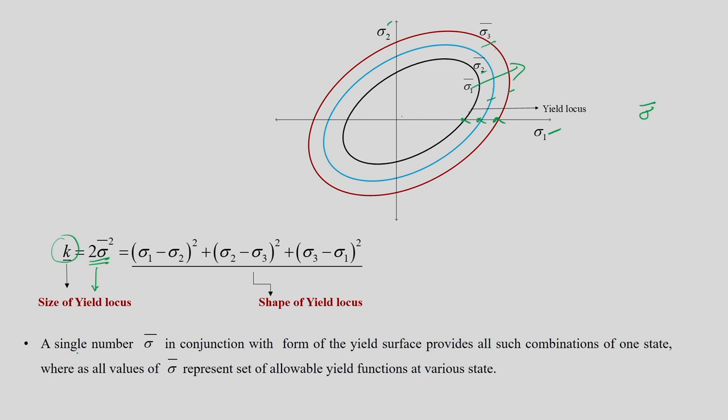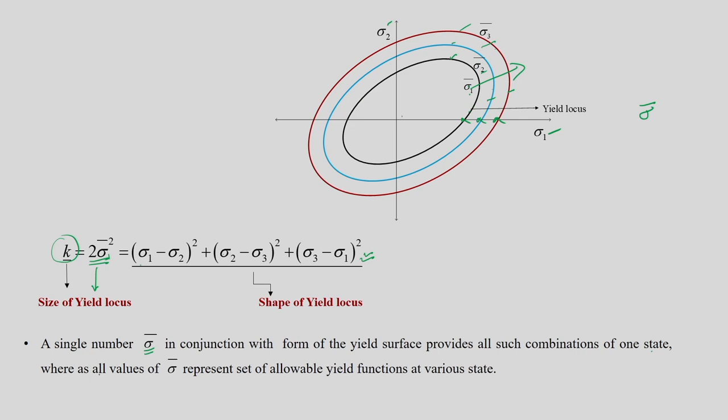So, what are we going to say? A single number sigma bar, one value in conjunction with the form of the yield surface or yield locus. Form of the yield surface or yield locus means this right hand side provides all such combinations of one state. That means if you take sigma 1 bar, that is obtained because of one particular value of sigma 1, 2 and 3, and that is going to define one particular state. That is a black color one. It may be initial yielding, or it can be this blue one further deformation, or red one further deformation, like that. That is one piece of information.